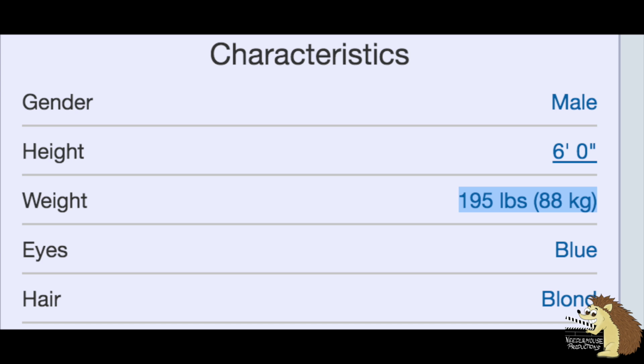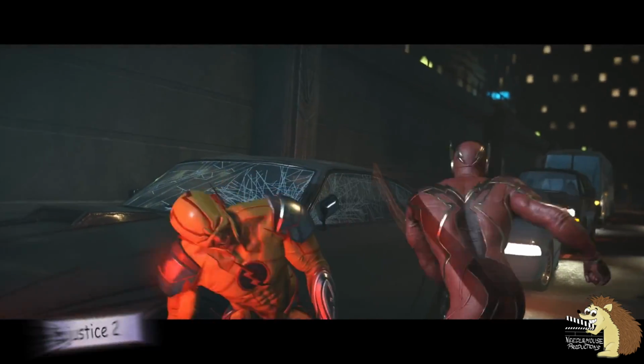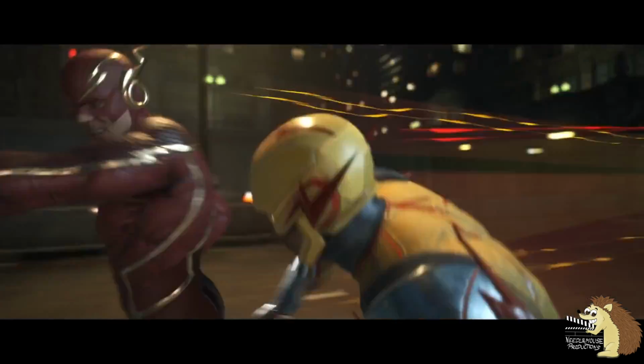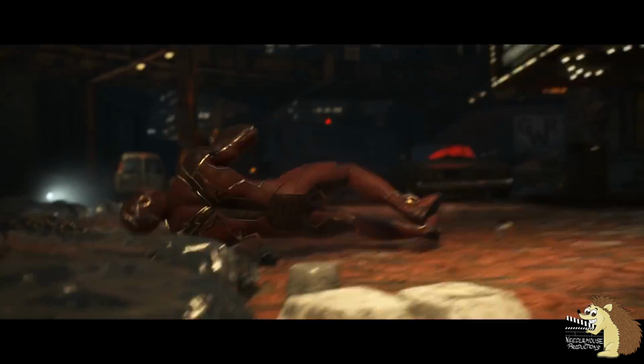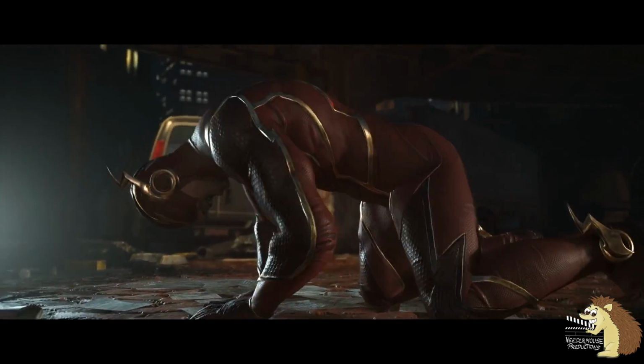So if we take 88 kilograms and times it by 50, then the Flash would need to eat 4,400 kilograms a day, and that's about 9,700 pounds a day.